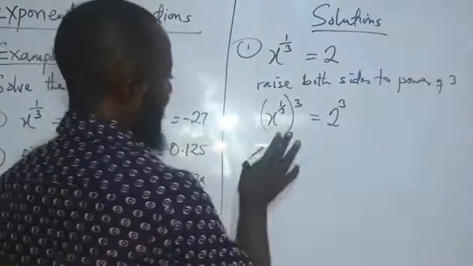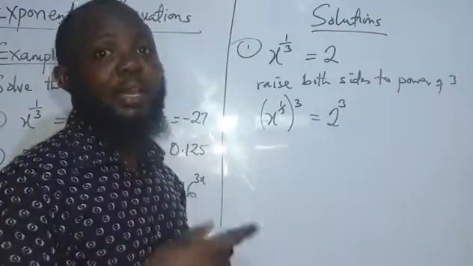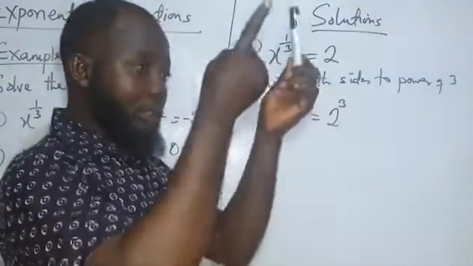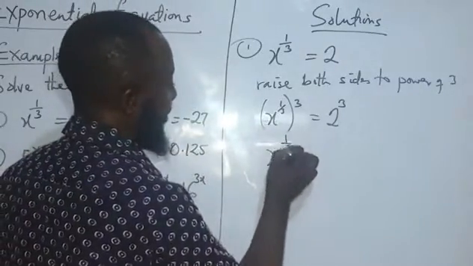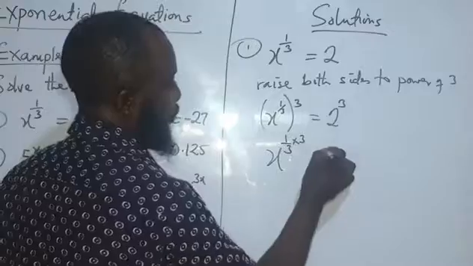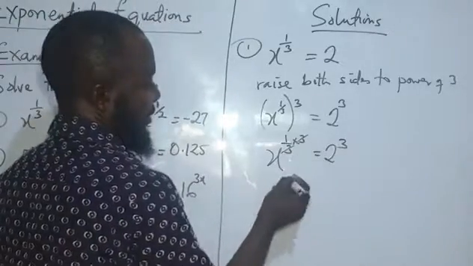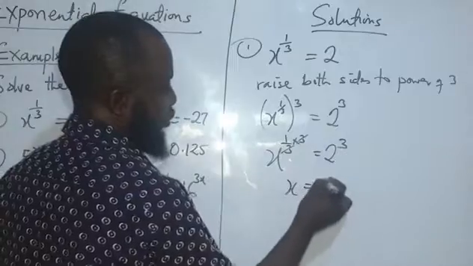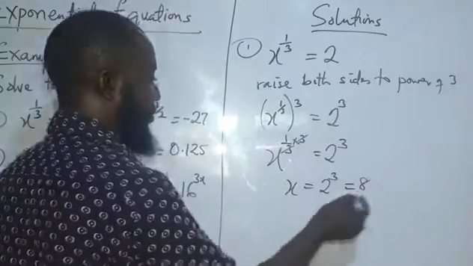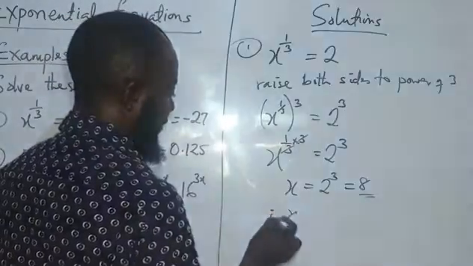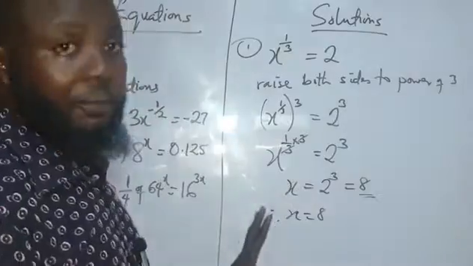So in that case, we've learned that when a power is raised by another power, you just multiply the powers. So that means you're going to have x raised to 1 over 3 multiplied by 3 equals 2 raised to 3. Therefore 3 cancels 3. So that means we have x equals 2 raised to 3, and that is equal to 8. So the value of our x is 8. Therefore x equals 8. I believe this is very clear.